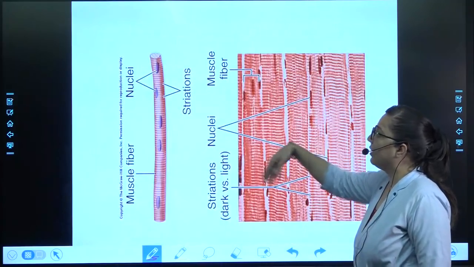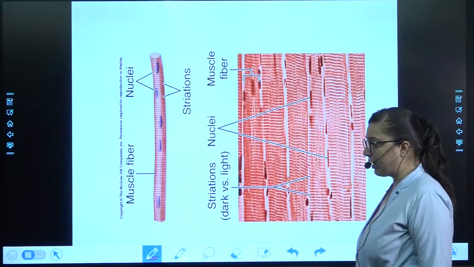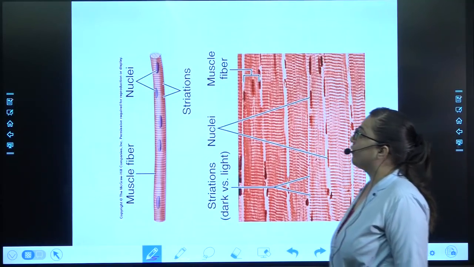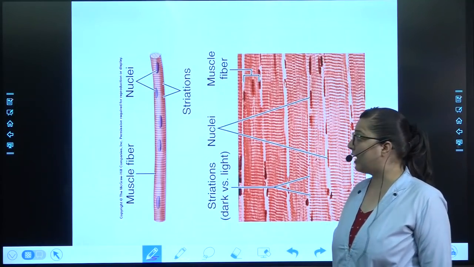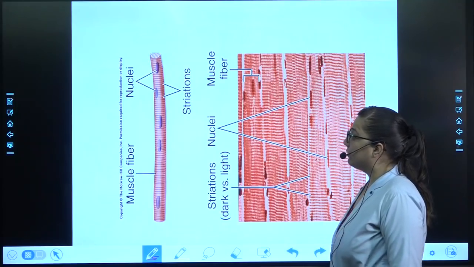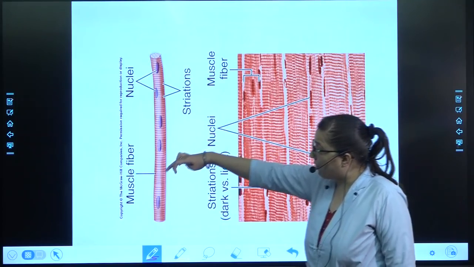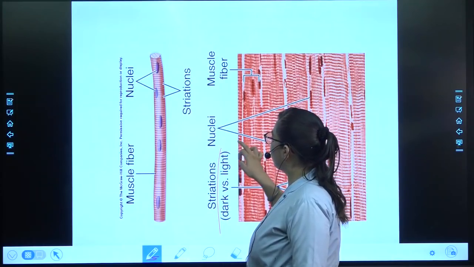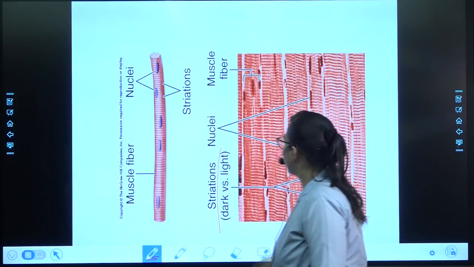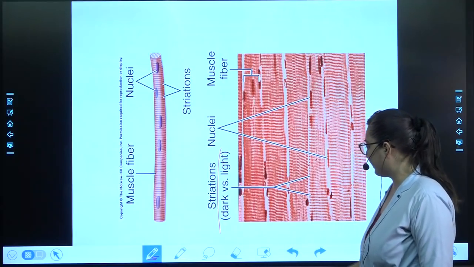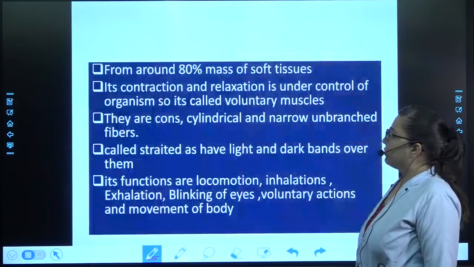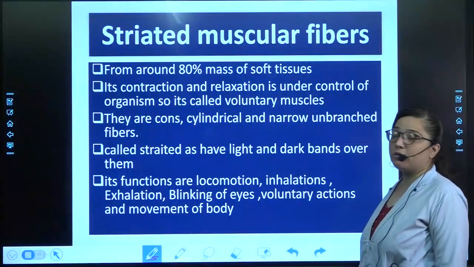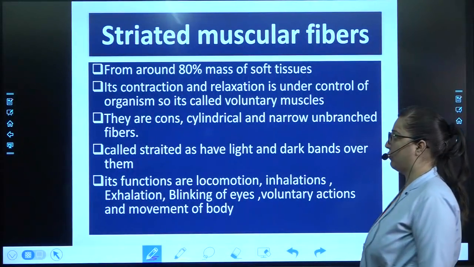Then this is how its first type is, that is striated. You can see the light and dark patches of the striated muscular fiber. This is how it is looking like. So here it is. It forms about 80% of mass of all the soft tissues.